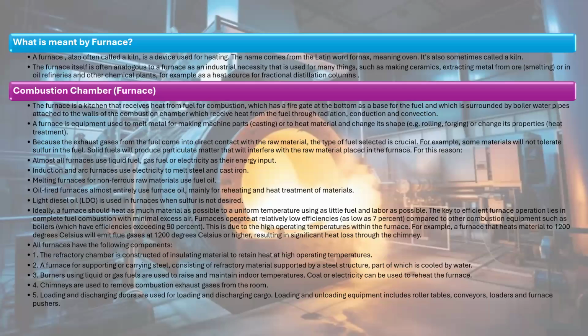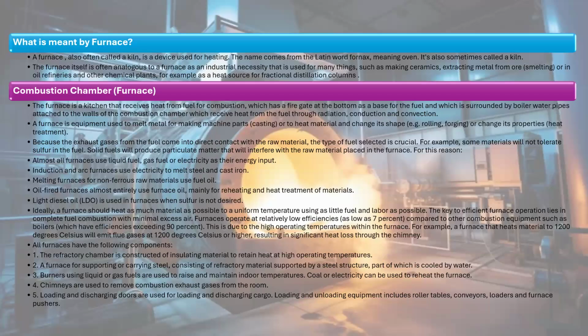Induction and arc furnaces use electricity to melt steel and cast iron. Melting furnaces for non-ferrous raw material use fuel oil. Oil fired furnaces almost entirely use furnace oil, mainly for forging and heat treatment of materials. Light diesel oil (LDO) is used in the furnace when sulfur is not desired.